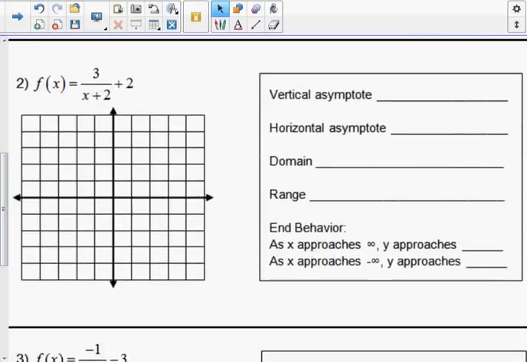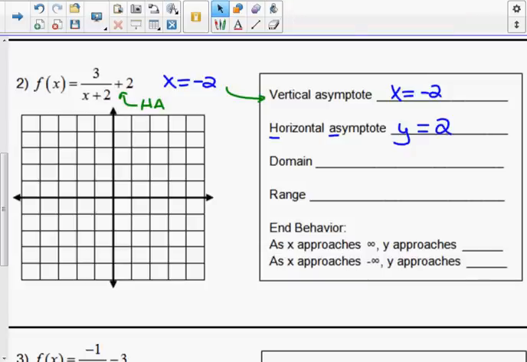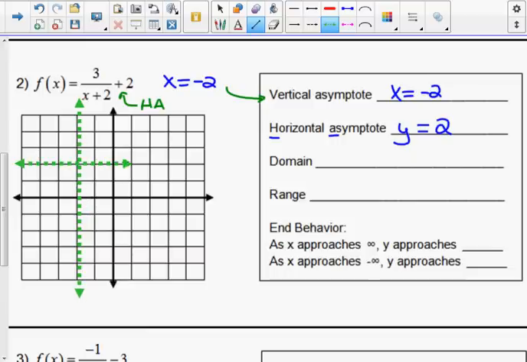For example number 2, the excluded value is going to be -2. So our vertical asymptote is going to be x equals -2. Following the fraction, we have the horizontal asymptote. So the horizontal asymptote is going to be y equals +2. I'm going to graph them. So the vertical is x equals -2. The horizontal is y equals +2. I'm going to straighten them out.